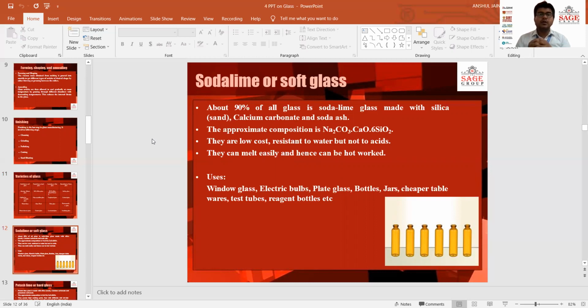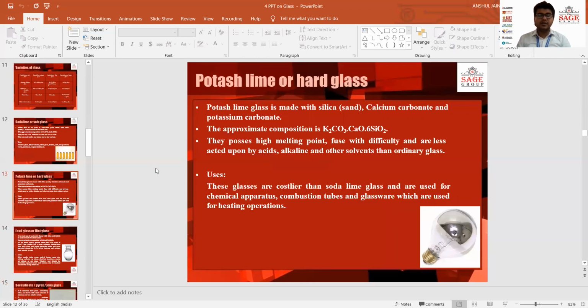They are used for manufacturing of window glasses, in manufacturing the electric bulbs, plate glasses, for preparing bottles, jars, test tubes. These are some of the uses of the soft glasses in our daily life.